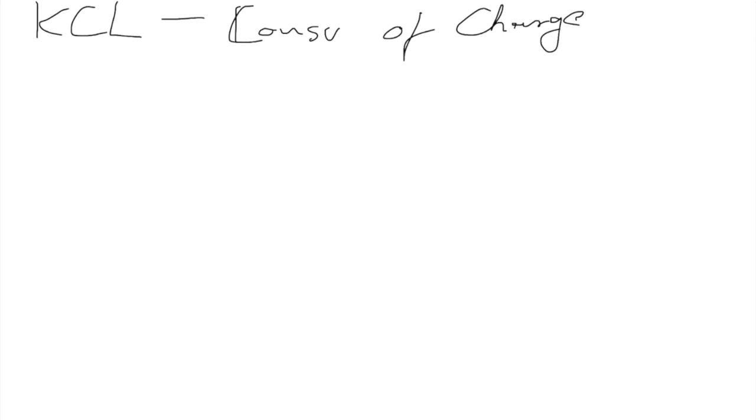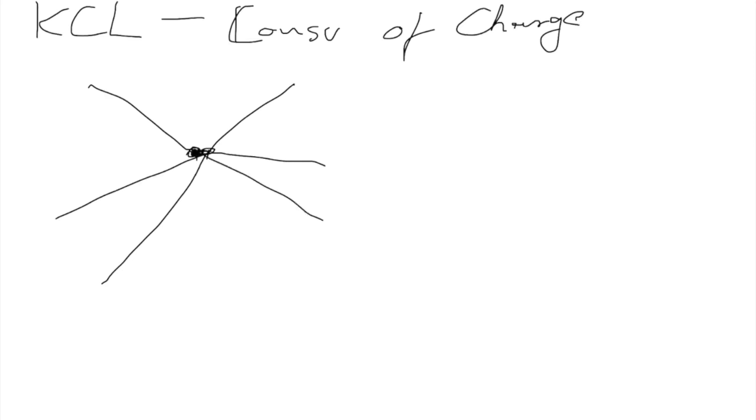KCL is basically the law of conservation of charge. A node is where a bunch of electrical connections come together. According to KCL, the sum of currents entering the node is equal to the sum of currents leaving the node.